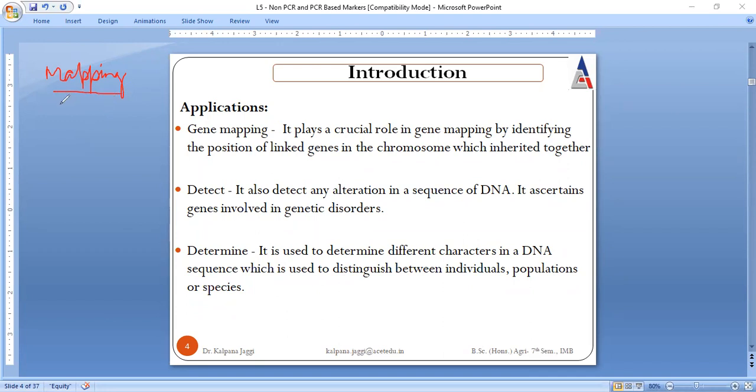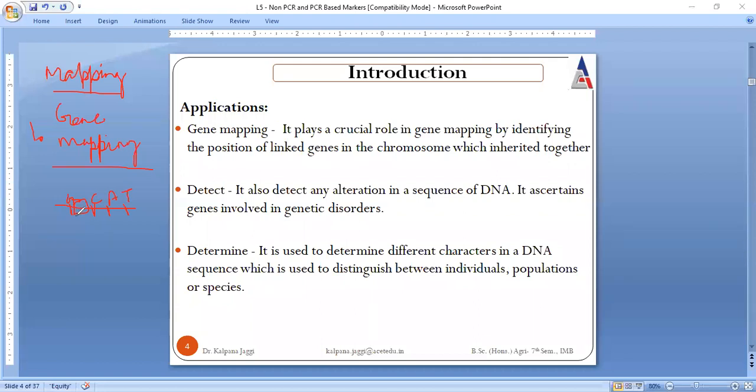But here we need to talk about gene mapping. When we talk about the application of molecular markers, the very first importance of molecular markers is in terms of gene mapping. That means it plays a crucial role, by identifying, say, if this is the location of the molecular marker, and say the genes near to it are G, G, then C, then A, then T. This is the sequence, right? And this is the location of the molecular marker.